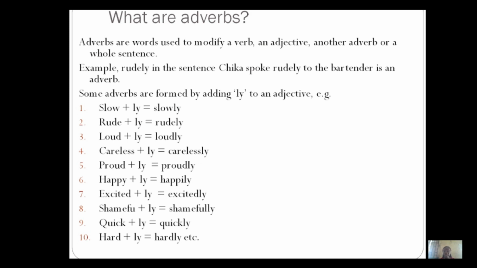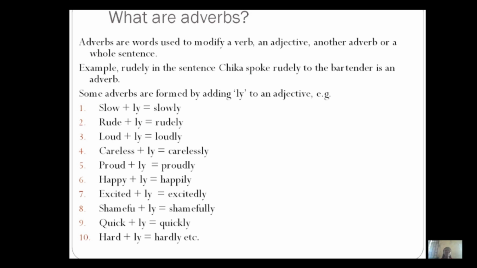For example, look at this sentence: Chika spoke rudely to the bartender. Spoke is the verb here. Rudely is the adverb. Rudely, the adverb, is telling us more on how Chika spoke to the bartender. So, Chika did not just speak to the bartender, Chika spoke rudely to the bartender. Rudely is the adverb here.